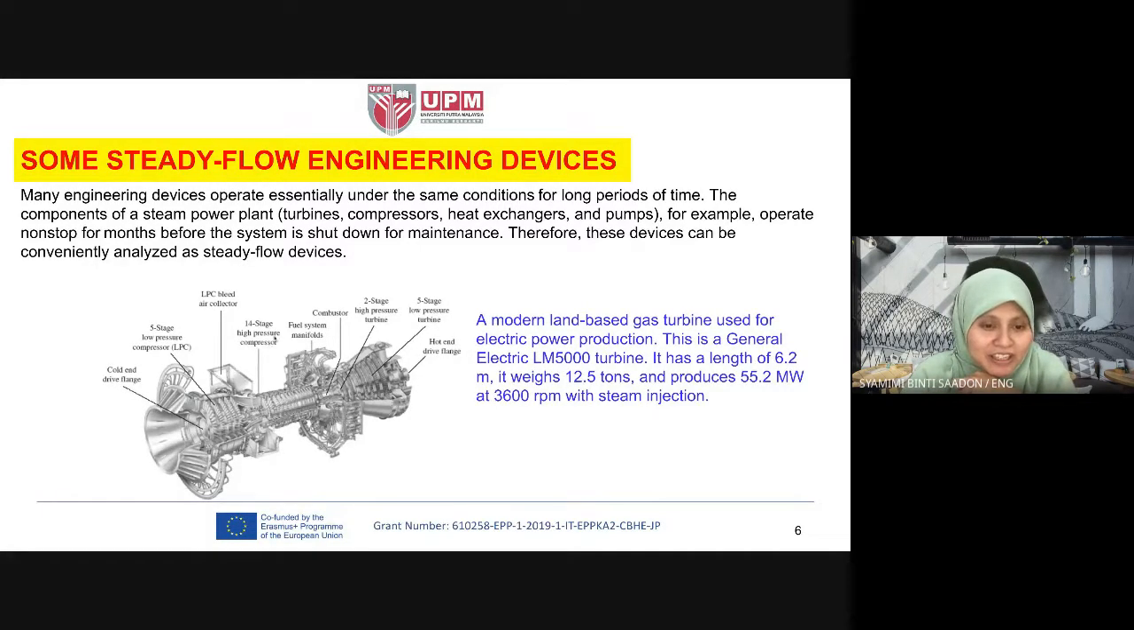And then the high pressure compressor. We start with low pressure and then high pressure compressor, so we have a multi-stage compressor. Then the combustion chamber, and then the high pressure turbine and low pressure turbine. For the turbine, we start with high pressure first.